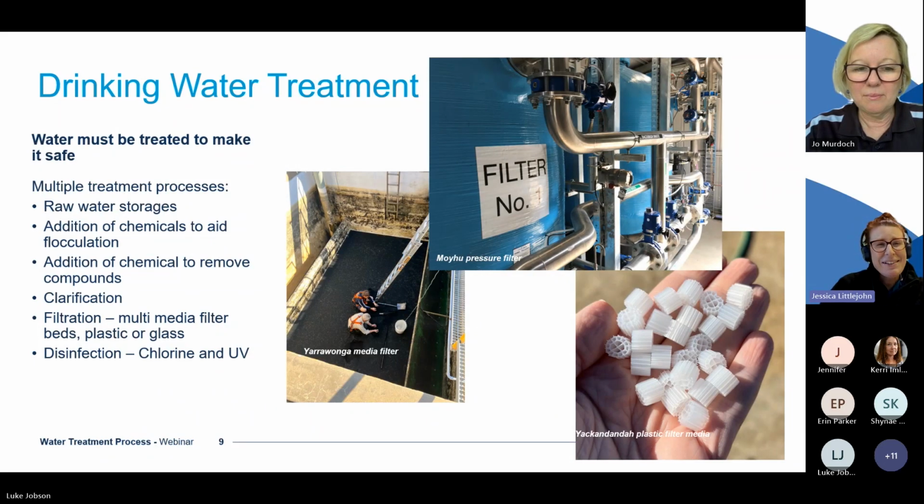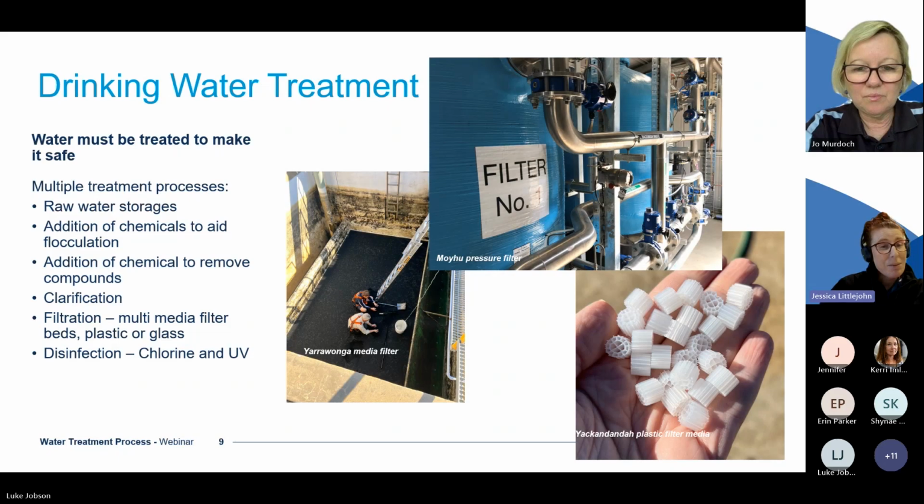Water must be treated to make sure that it's safe. And how we do this is through a number of multiple treatment processes at each of the treatment plants. We call this a multi-barrier approach, where there's not just one barrier that removes contaminants from the water. We have a number of barriers to prevent failure. These barriers or treatment processes can include raw water storages. We also add chemicals to aid in flocculation, such as alum, which causes the turbidity particles to join together, which is easier to remove during the process.